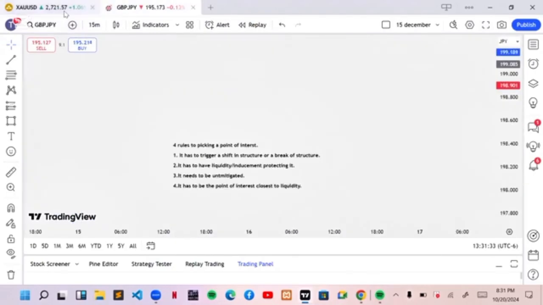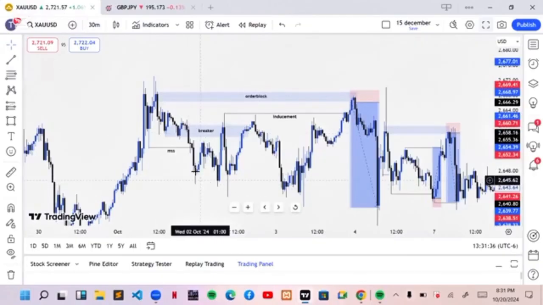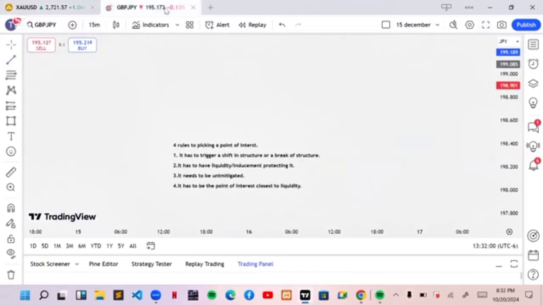Third rule, it needs to be unmitigated. And this is where it comes in. Now, this is our breaker block, this is our other block. Remember, I said mitigation is when market price comes to tap a point of interest after a shift of market structure. But after the shift of market structure, the market actually came back to tap into this breaker block, meaning that this breaker block has now been mitigated, disqualifying it from our points of interest that we can use to take a trade.